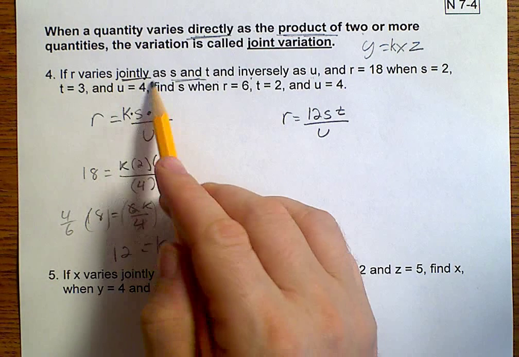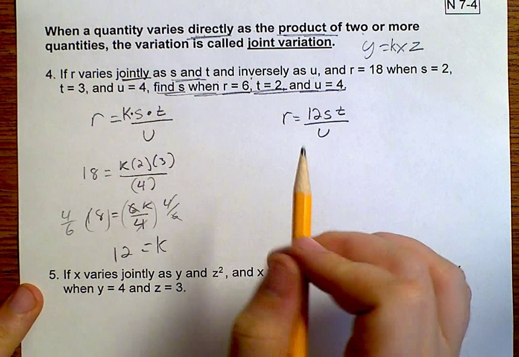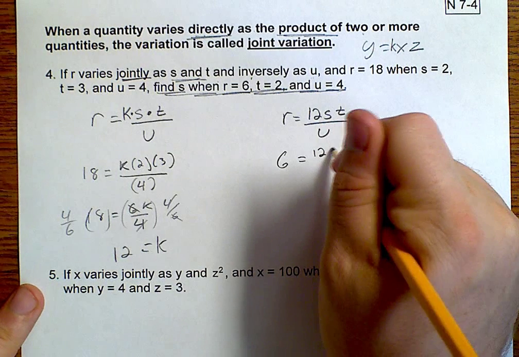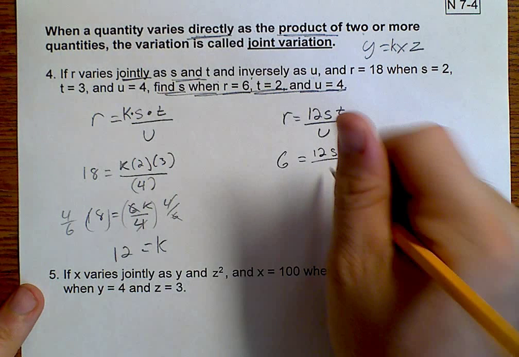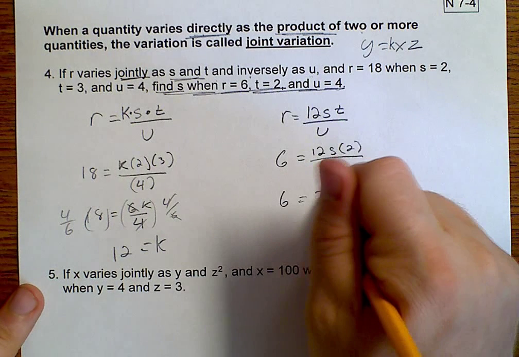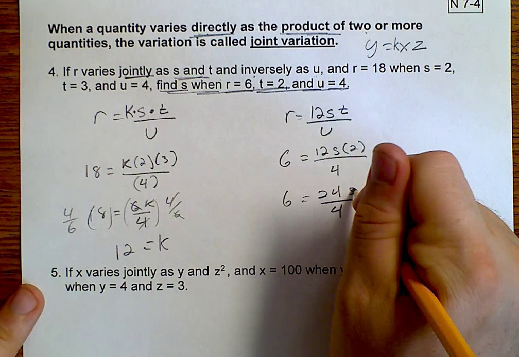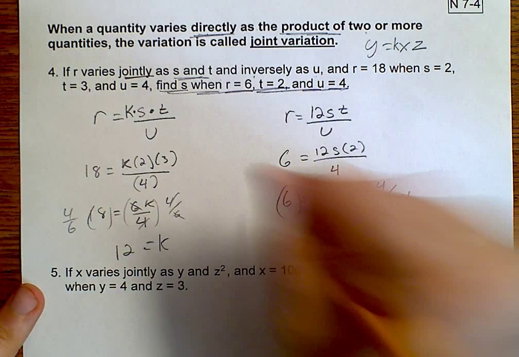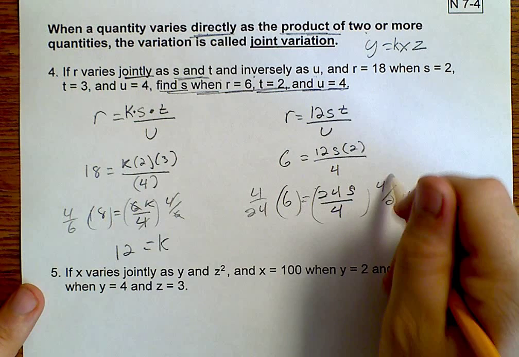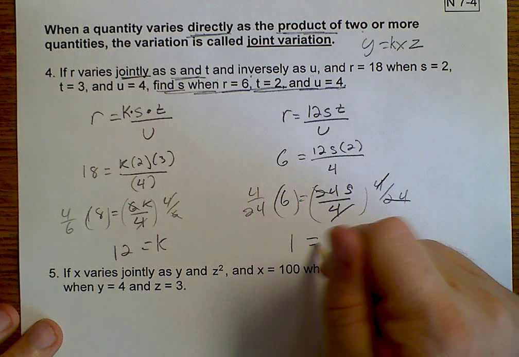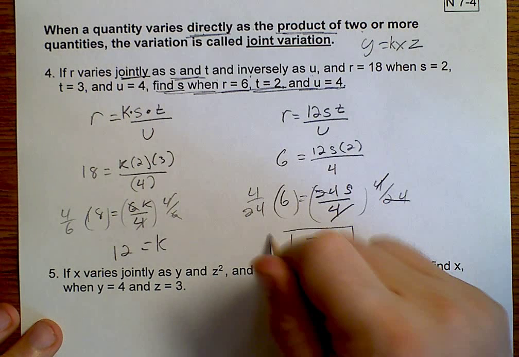Now we need to find s, given all this other information. Find s when r equals 6, t equals 2, and u equals 4. Well, 6 equals 24s over 4, and I multiply by 4 over 24. Those 4's will cancel. Those 24's will cancel. So 6 times 4 over 24 is 1. And so s must equal 1.